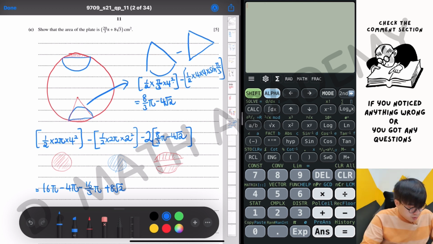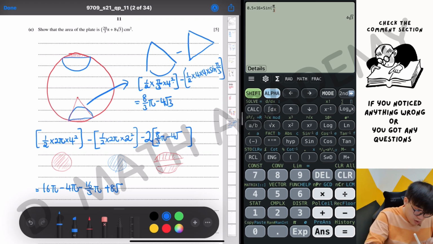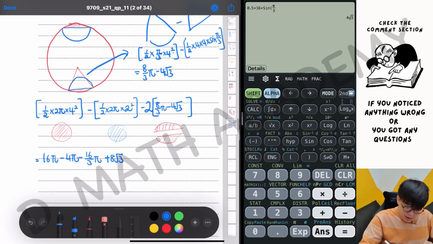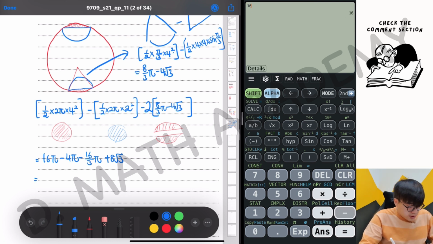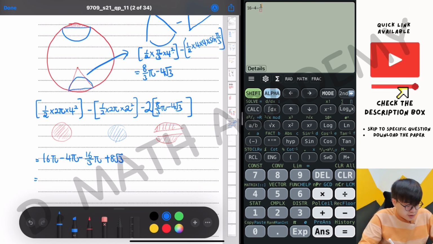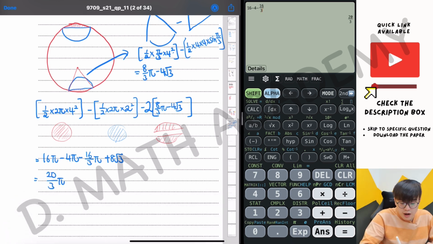Okay, let me double check on our calculation at the top. 0.5 times 16 times sine pi over 3. Oh, it's a square root 3. I accidentally wrote it as square root 2. No wonder. Okay, so from here, 16 minus 4 minus 16 over 3. So I'll get 20 over 3 pi plus 8 square root 3.